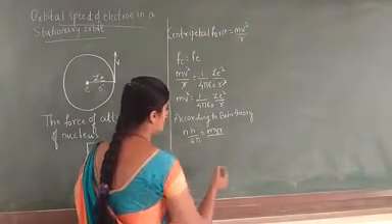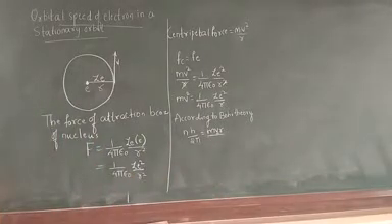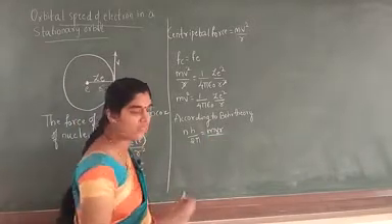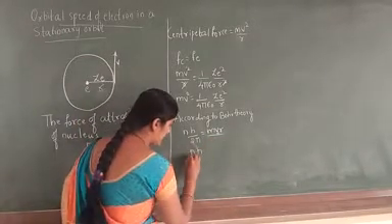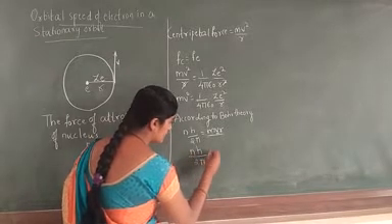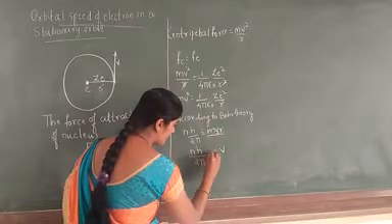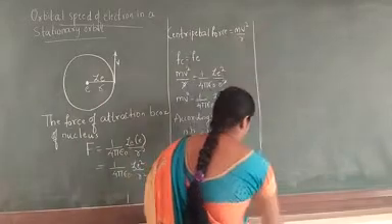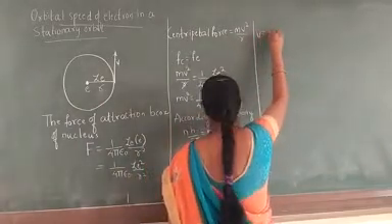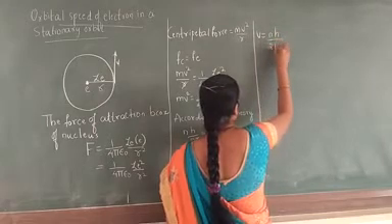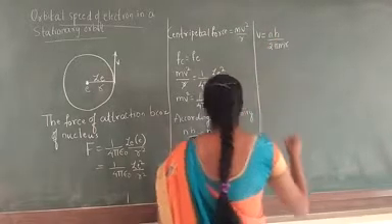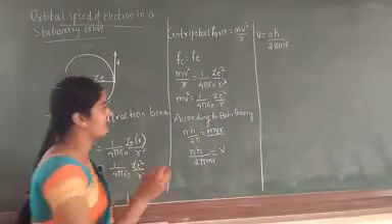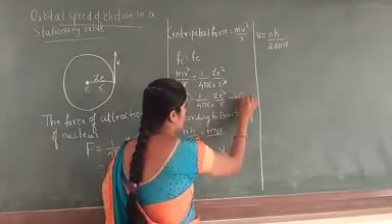Now let us find the value of v. According to the question we have to find the orbital speed of the electron, and we don't know the value of v. So from nh by 2 pi equal to mvr, we can write v is equal to nh divided by 2 pi mr. Let us consider this as equation 1.